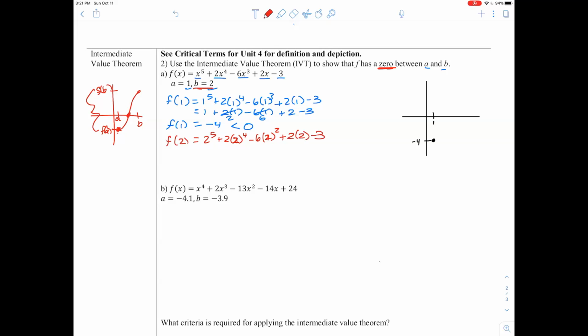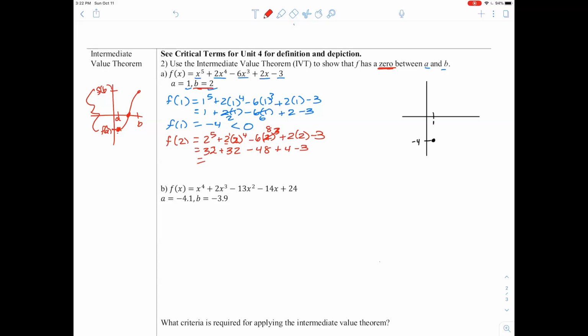So we're plugging in 2's now. 2 to the 5th is 32. This is 2 to the 1st times 2 to the 4th, which is also 2 to the 5th. So that'd be plus 32. This is a cubed, so that would be negative 6 times 8, which is negative 48, plus 4 minus 3.